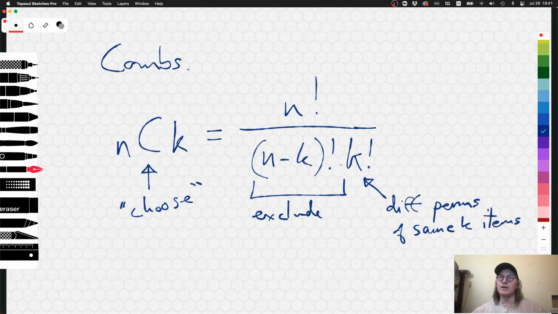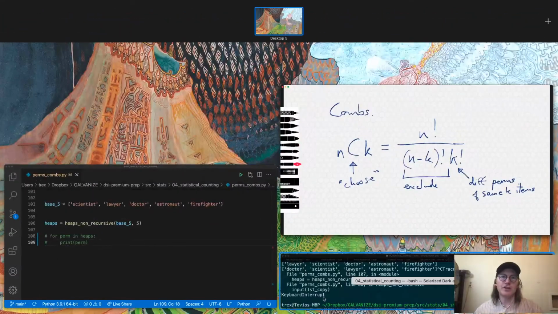So the reasoning of this is here: how we're reducing the space, and why we're reducing the space. Our formula here is just n factorial over n minus k factorial multiplied by k factorial. And with that, I'm just going to have you code combinations really quick.